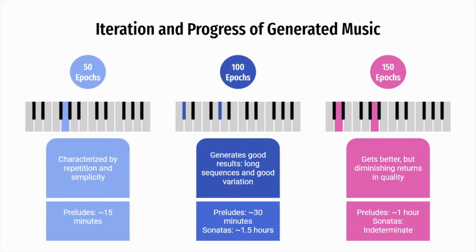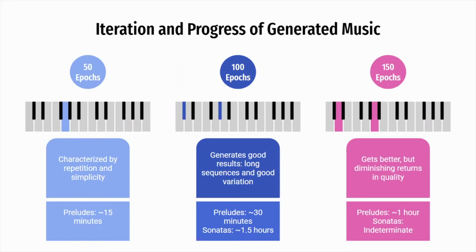So for example, as mentioned before, we had two main styles: preludes and sonatas. The preludes are significantly shorter and a little bit simpler for the model to digest, and definitely have fewer inputs. And so they took significantly less time to train, usually about a third of the time or so. Among the different epochs, at 50 epochs it took about 15 minutes for the preludes, but the output was quite repetitive and very simple.